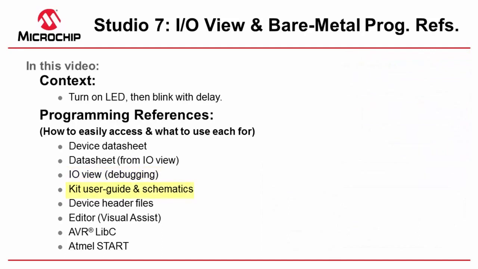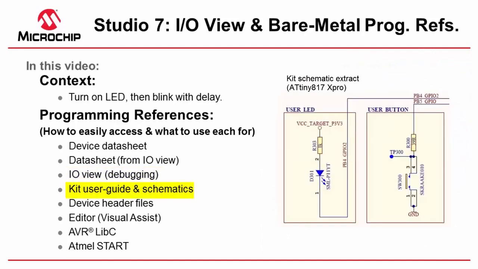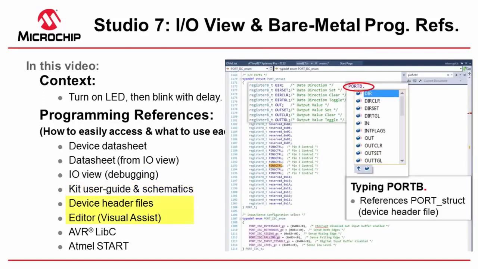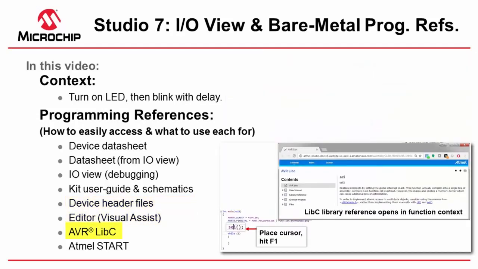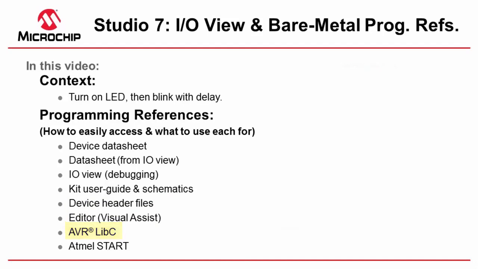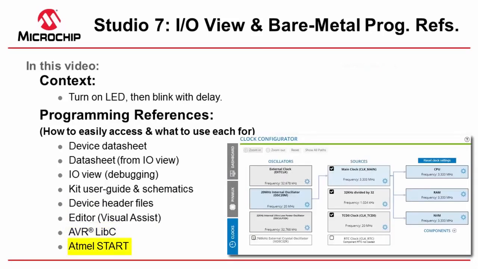Kit user guides and schematics help me understand what is connected to the specific pins, so I can use that functionality. The editor lists a lot of what is in the device header files, so we understand the structs in the device header files and how the editor helps us use those. AVR libc gives us some basic functions to use with C libraries with AVR, such as delays, etc., and using interrupts. And then finally, Atmel Start is quite useful just to understand the default configurations of the clocks, etc., in a very graphical kind of way. And I'll use this even if I'm doing bare metal development.